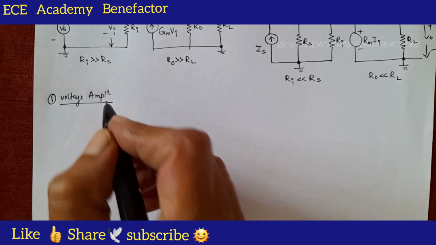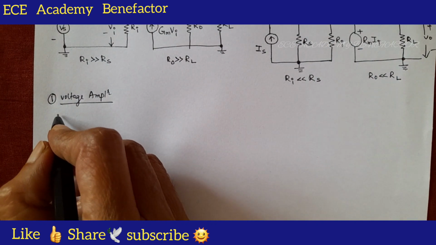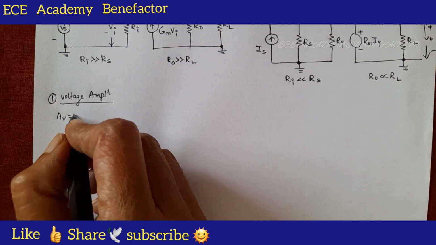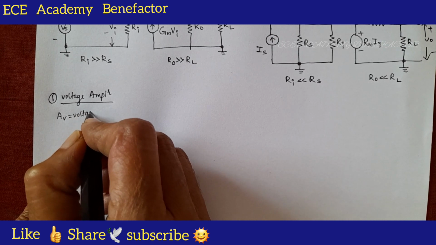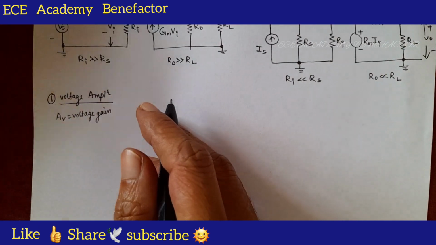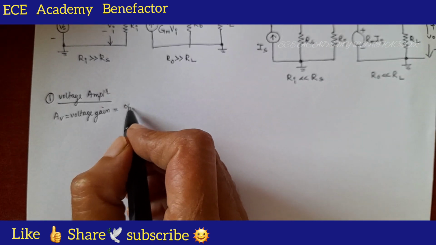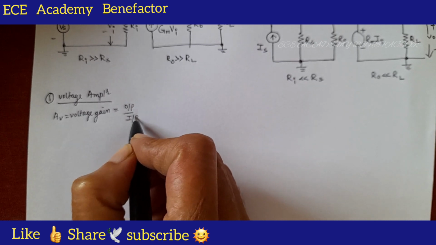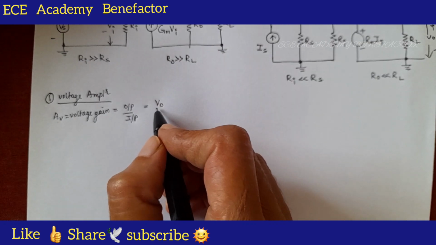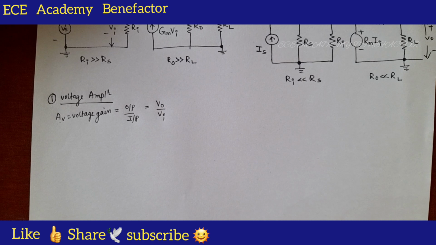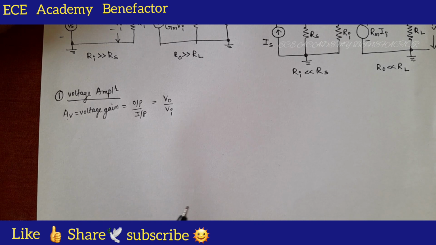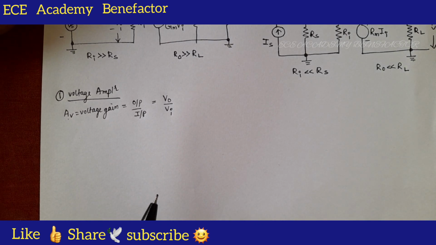I have to know its voltage gain equation. What is voltage gain of voltage amplifier? AV, which is known as voltage gain. Okay, what is gain? Gain is equal to output by input. What is voltage gain? Voltage gain means output voltage by input voltage. Okay. So, it is very clear. Based on this equation we can easily draw the equivalent circuit of the voltage amplifier.